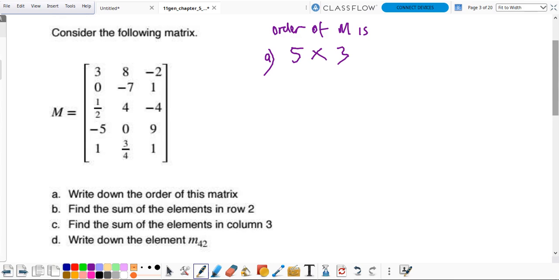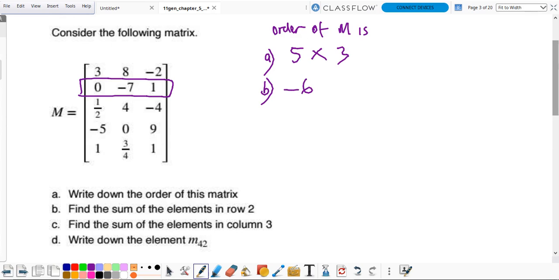Alright, B, find the sum. What does the sum mean? Add them all up. The sum of row number 2. So I want to add all of these numbers up. 0 minus 7 is negative 7, plus 1 is negative 6. So the sum of row 2 is negative 6.